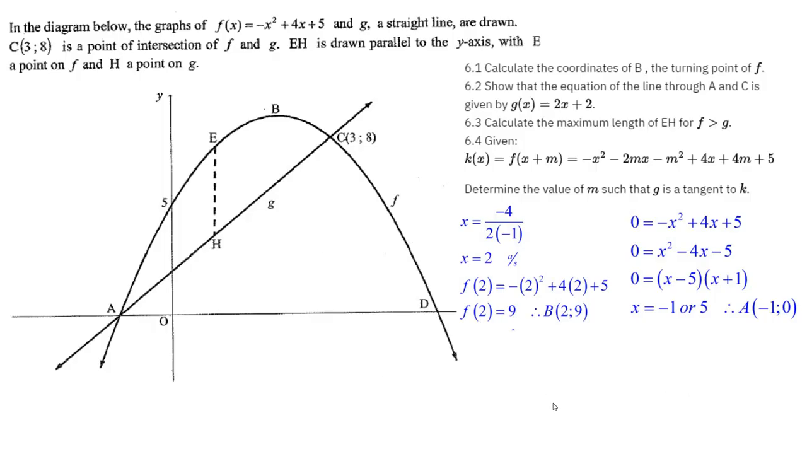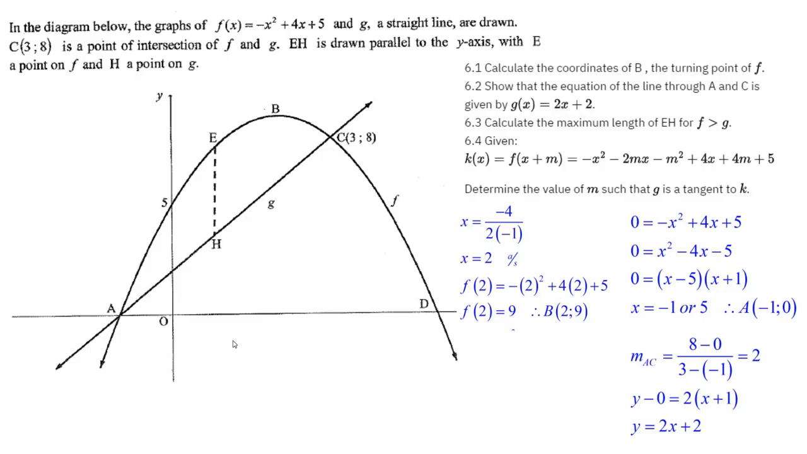And (3, 8), well, we just know now that we've got (3, 8) and (-1, 0), we just put it in the gradient formula. We've got the gradient is 2. It goes right there. And then pick the point (-1, 0). 0 goes for y. -1 goes in there, makes that +1. We end up with y = 2x + 2. We just demonstrated that.